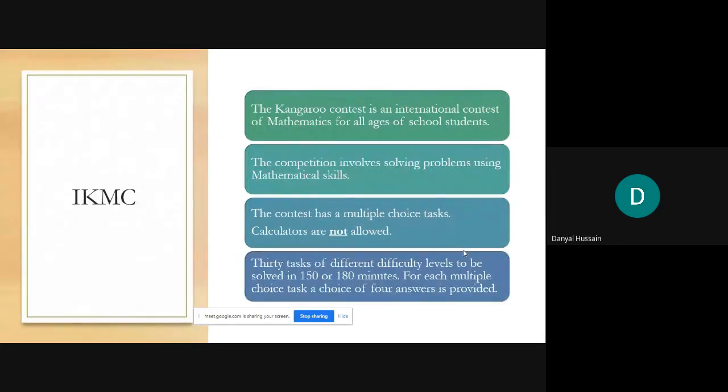There are 30 tasks of different difficulty levels to be solved in 150 or 180 minutes. Most probably 180 minutes, which means 3 hours. So 30 tasks will be given to you, and the total time given to you will be 3 hours. In 3 hours, you have to read all the questions, and you have to think about the correct answers. For each multiple choice task, a choice of 4 answers is provided. Sometimes it's 4, sometimes it's 5.